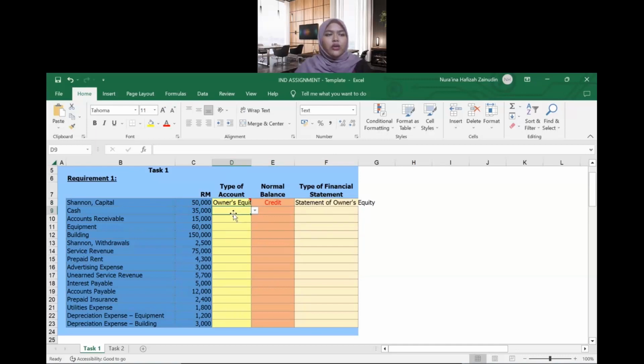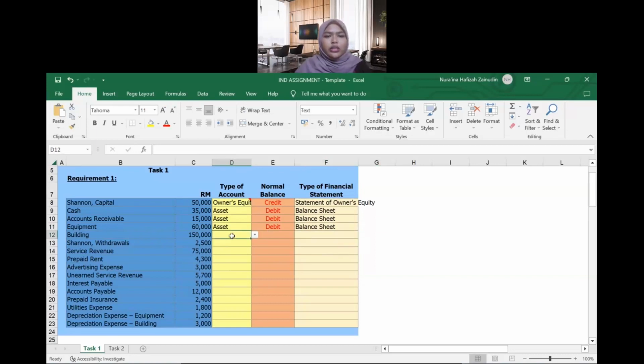Next, for cash, the type of account is asset. The normal balance is debit. The type of financial statement is balance sheet. For account receivable, the type of account is asset. The normal balance is debit, and the type of financial statement is balance sheet. Next, for equipment, the type of account is asset. The normal balance is debit, and the type of financial statement is balance sheet.